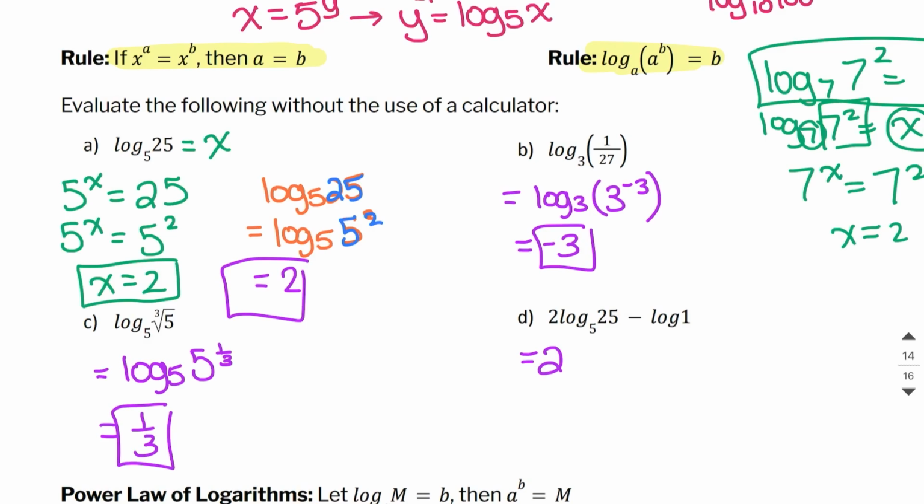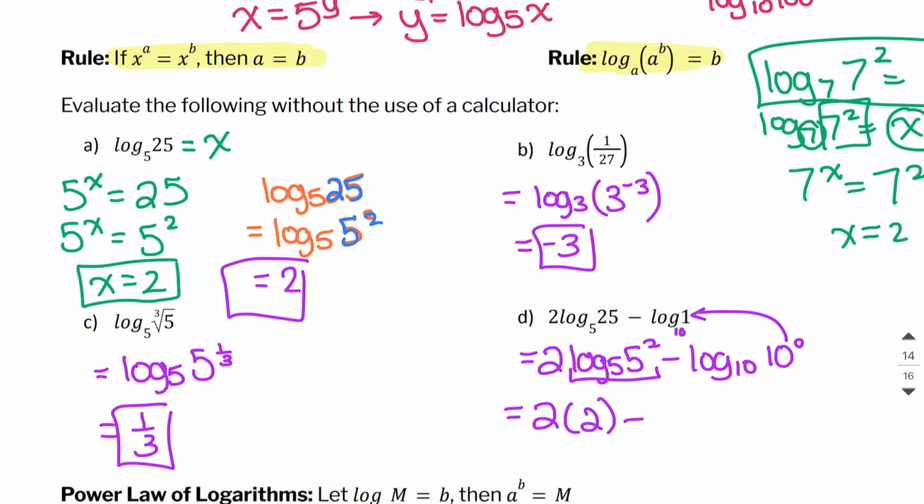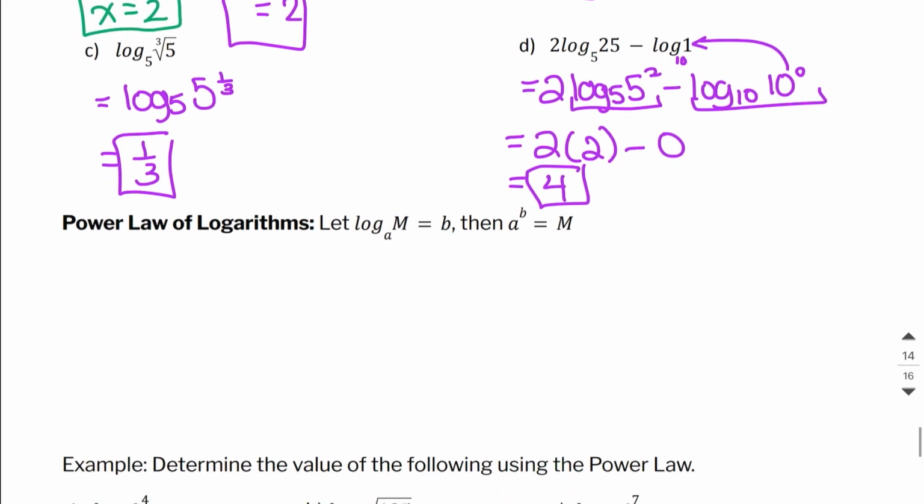And then here, we can say that this is 2 times log base 5 of 5 squared minus log base 10 of, remember this is an invisible 10. If there's no base there, we can automatically assume it's a 10. And then I'm going to say 10 to the power of 0 because 10 to the power of 0 is 1. So this would turn into 2 times, now log base 5 of 5 squared is 2. And then minus log base 10 of 10 to the power of 0 is 0. So it'd be 4 minus 0, which is 4.